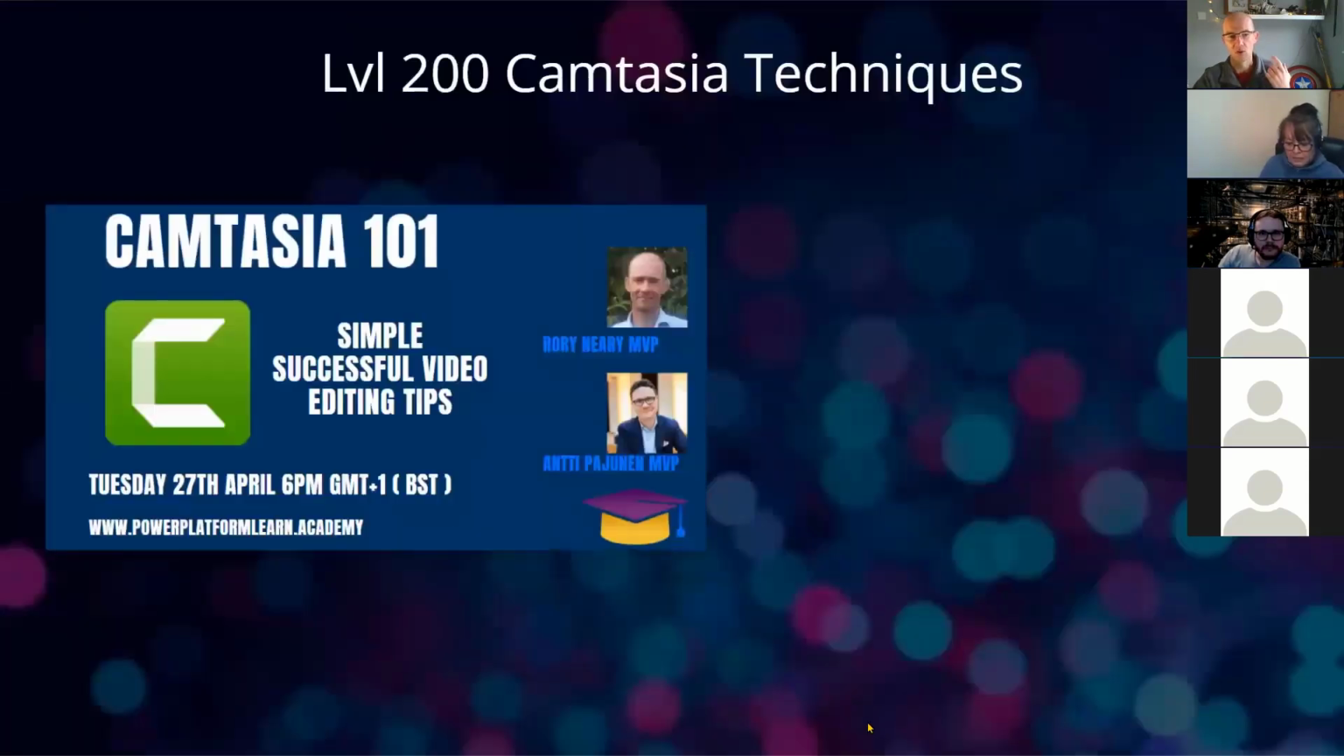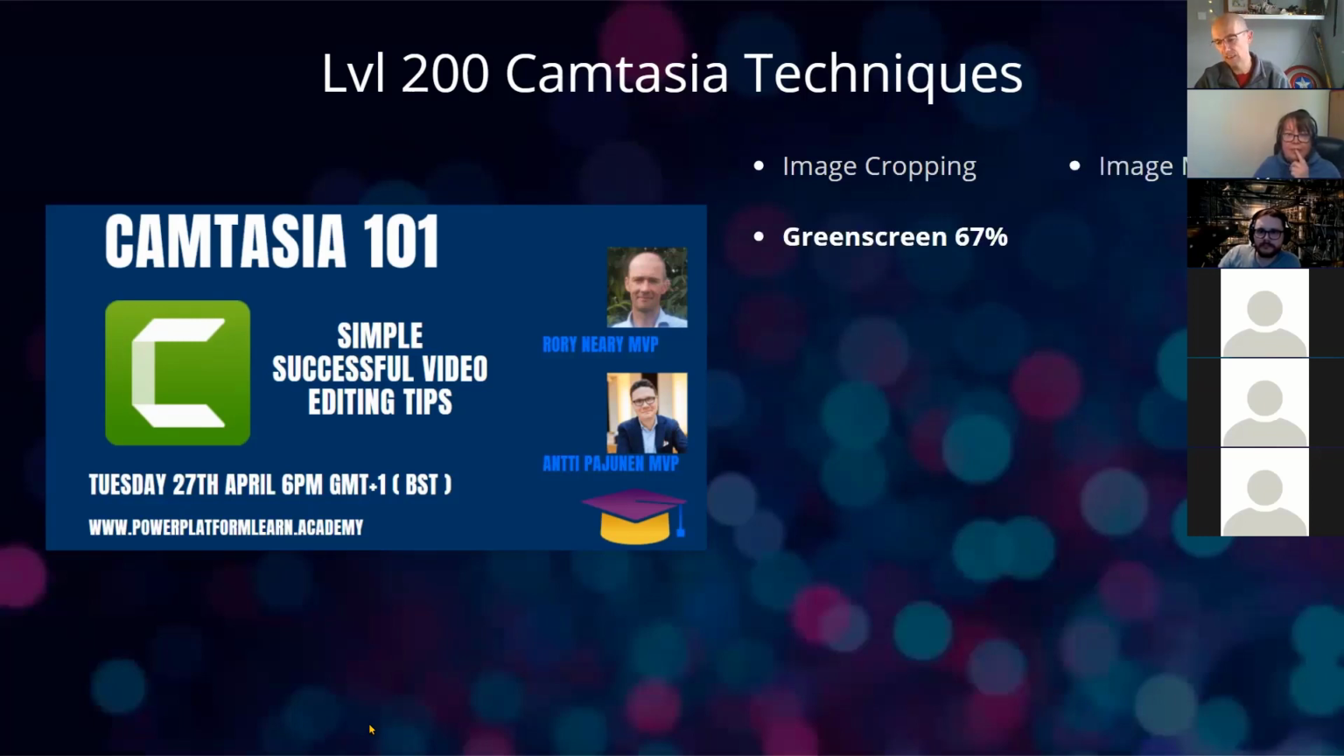Yeah. So, and then I'm going to do the level 200 techniques, which is image cropping. So kind of cropping that image is really important for when you're doing green screen, because usually the edges are terrible. Image moving, so you can have an image moving across the screen as you wish, and you'll see the reason why we might want to do that. Working with green screen, which is all linked in with this sort of thing.